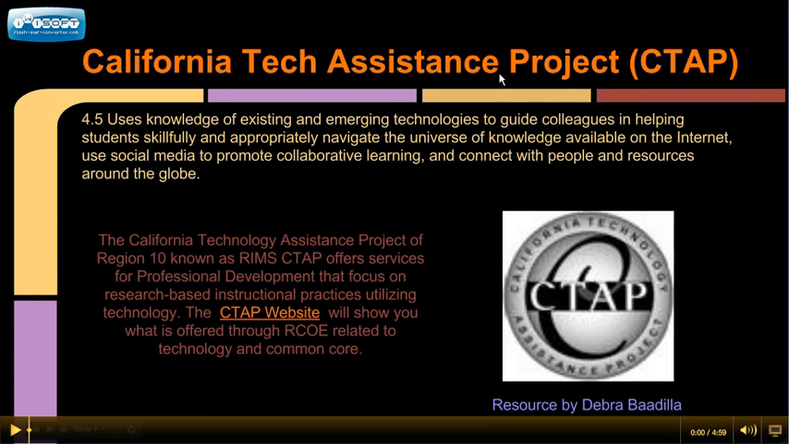Standard 4.5 uses knowledge of existing and emerging technologies to guide colleagues in helping students skillfully and appropriately navigate the universe of knowledge available on the internet. Use social media to promote collaborative learning and connect with people and resources around the globe. The California Technology Assistance Project is offered by RIMS, and it offers professional development on their website that focuses specifically on research-based instructional practices using technology.